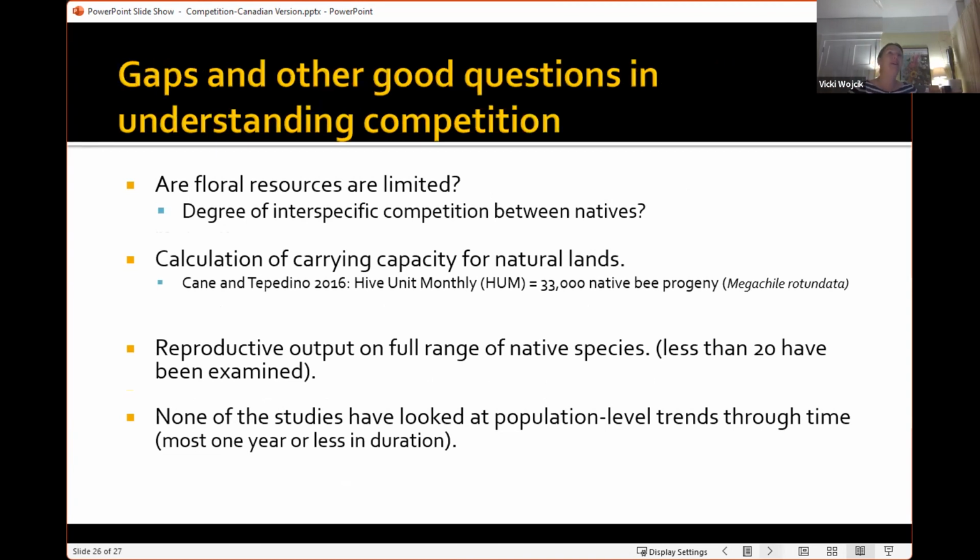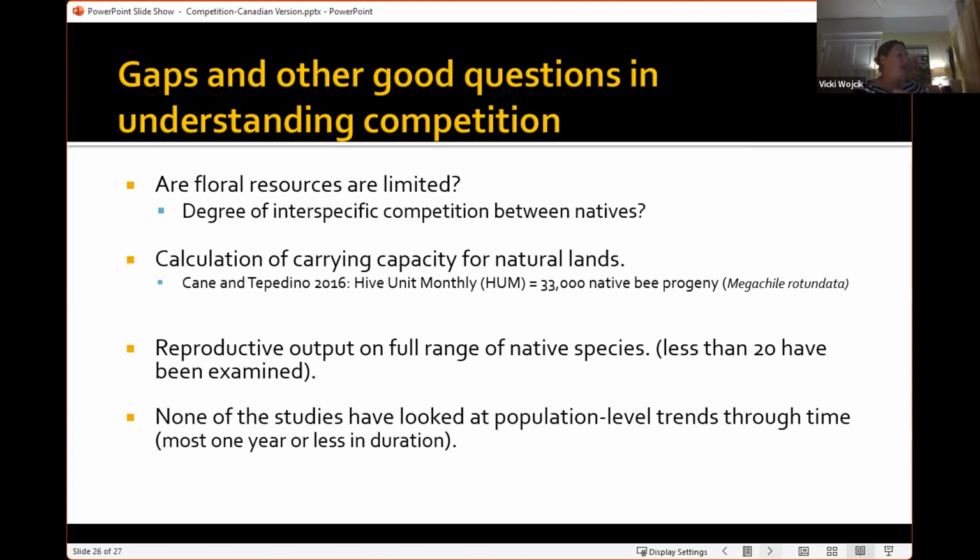But other gaps and good questions that come up from this, and I just mentioned this before, are floral resources ever truly limited? So in a wildland situation, I really feel that no, that's not the case. There's a lot of work looking at if you could do a carrying capacity. There was some work in 2016 done by Jim Kane and Vince Tempedillo, where they used a rangeland stocking model for cattle and compared that to bees, and they came up with a 5-unit monthly. So 1 honeybee hive per month in their research, and they focused just on one species, Megachile rotundata, was equivalent to 33,000 Megachile bees. So just kind of trying to gauge the impact of what one hive might be.